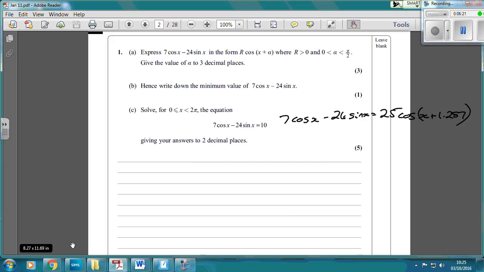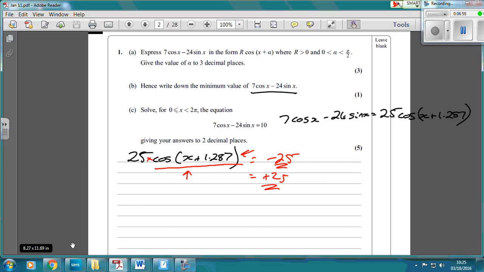And the reason being is that if we write this as 25 cos of (x plus 1.287), the maximum or the minimum that this could ever be, because it's a cos of something, the minimum cos of anything can ever be is minus 1. So if we do 25 lots of this, the minimum that could ever be is going to be minus 25. The maximum that it could ever be, this thing here could only ever go to 1, so the maximum is going to be plus 25. And that's why it's only worth 1 mark, because once you find out the value of r, the minimum is going to be the negative version of that, the maximum is going to be the maximum version of that.